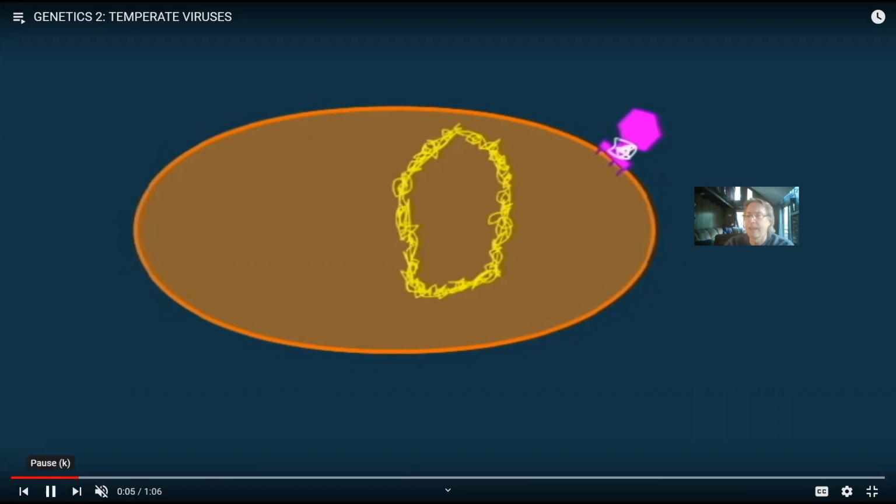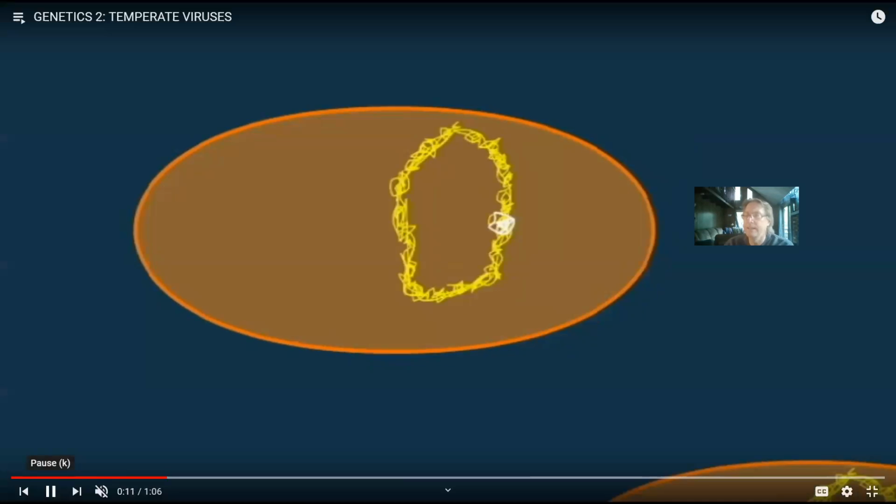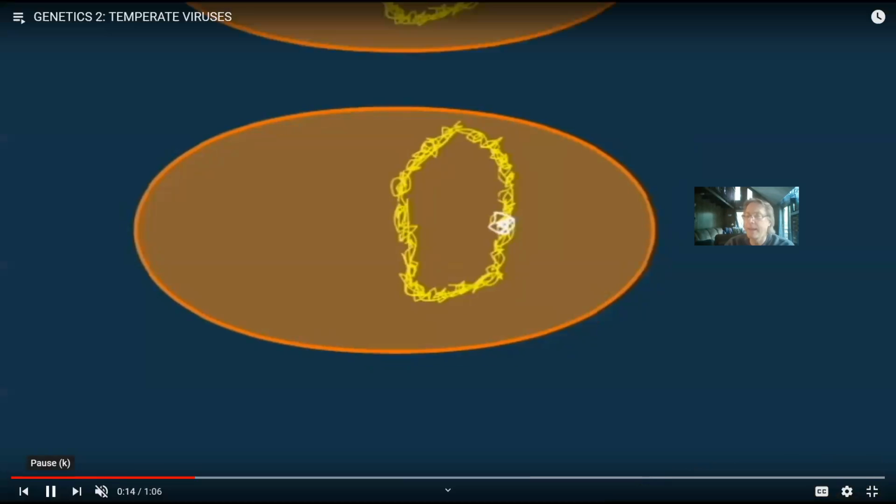Some viruses have what's called a temperate life cycle, or a lysogenic life cycle, where their nucleic acid can enter the host chromosome in the form of what's called a prophage. And they're not going to cause the cell to burst, at least not right away. And they can sit dormant for a while. And now each time that the cell replicates, it's going to replicate the viral DNA along with it.